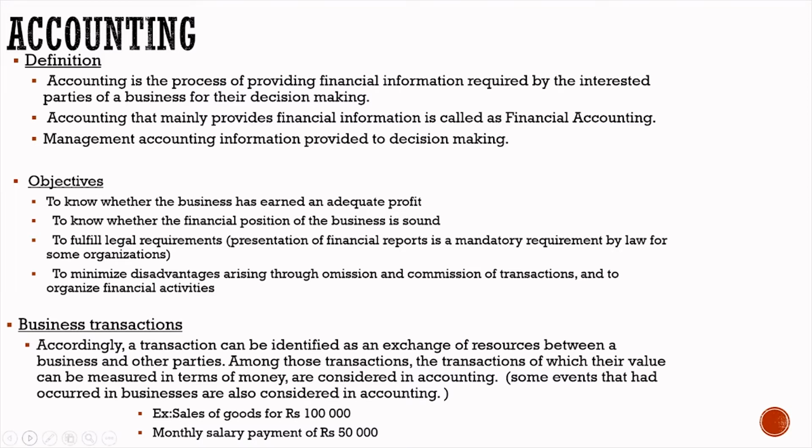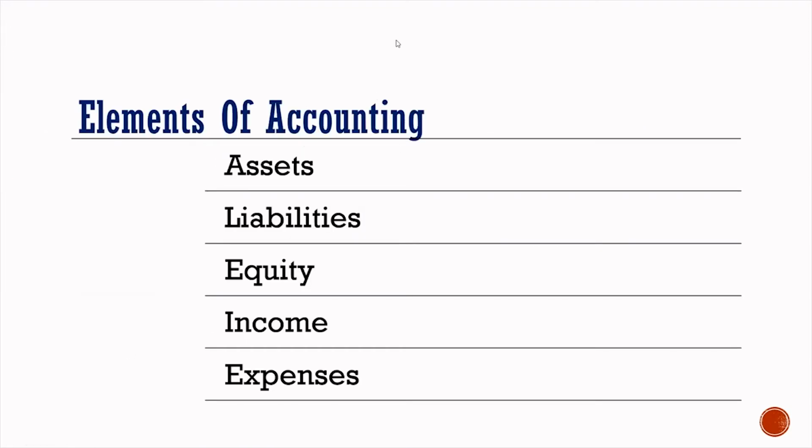So let's move to the elements of accounting. If there's a question asking you to write or list down the elements of accounting, these are the 5 elements. You have assets, liabilities, equity, income, and expenses. So these are the 5 elements of accounting.